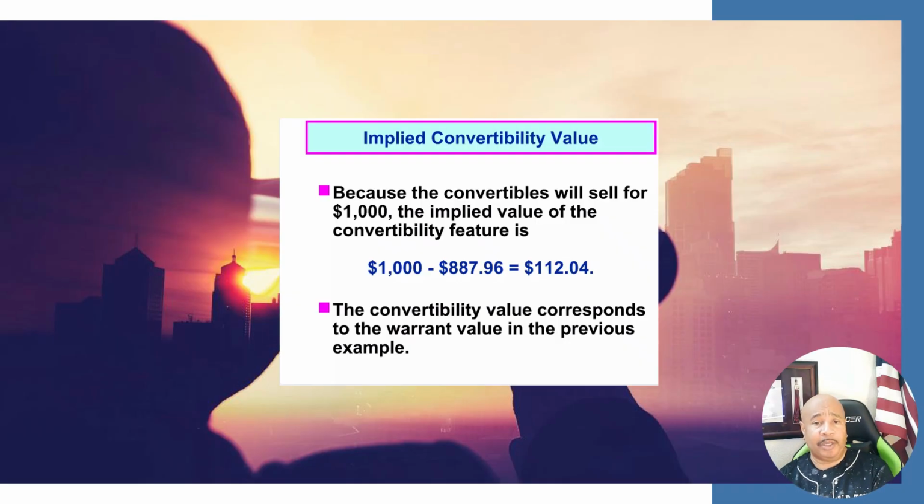Implied convertibility value. Because the convertibles will sell for $1,000, the implied value of the convertibility feature is $1,000 minus the $887.96, which equals $112.04. Wow. At maturity, that's when it's converted. The convertibility value corresponds to the warrant value in the previous example.